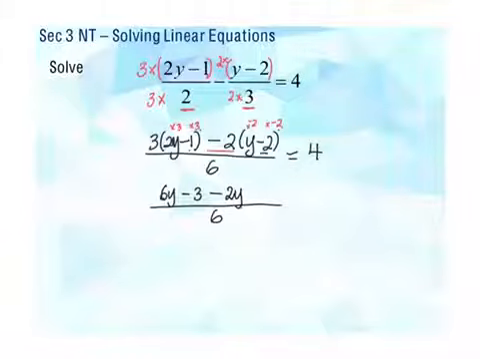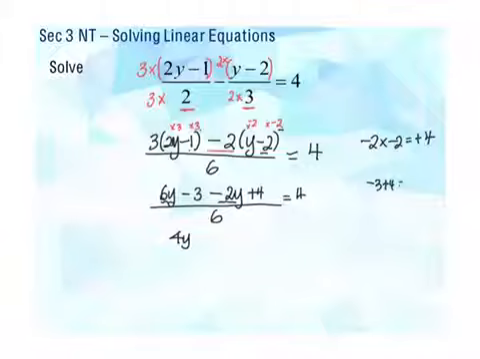Negative 2 times negative 2 will give me multiplication. Negative times negative become positive. 2 times 2 becomes 4. So this will be positive 4 equals to 4. Let us simplify. We will have 6y minus 2y to give me 4y, minus 3 plus 4 to give me 1, over 6 equals to the number 4.